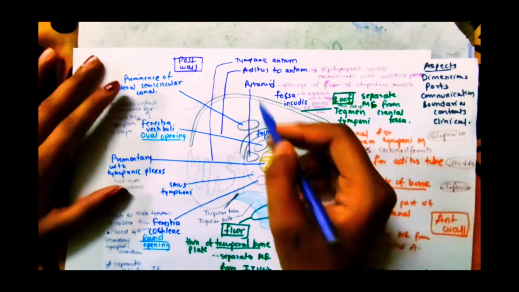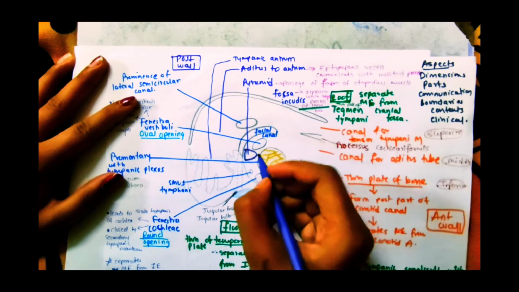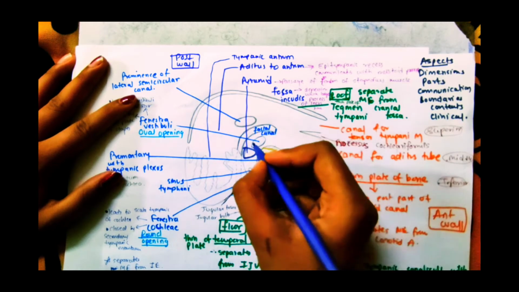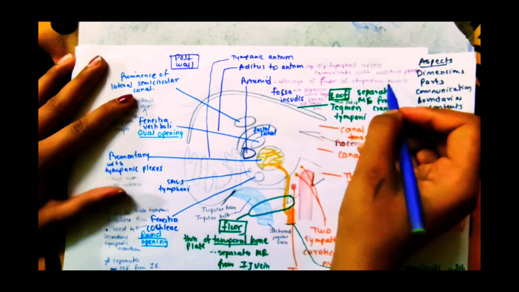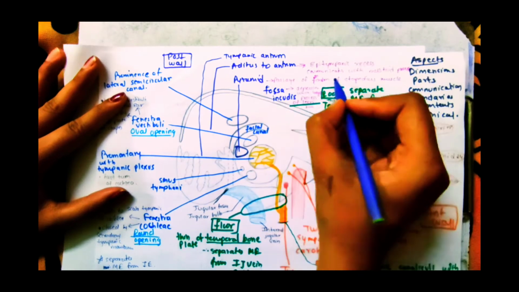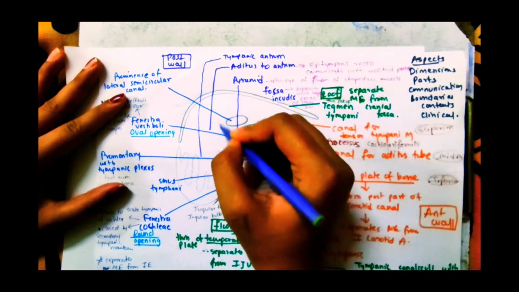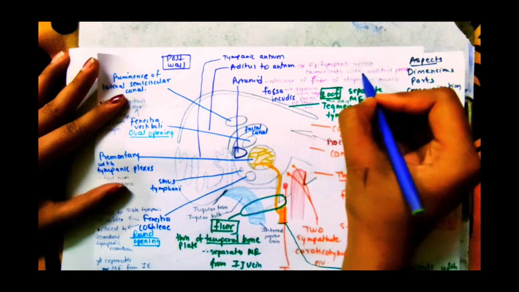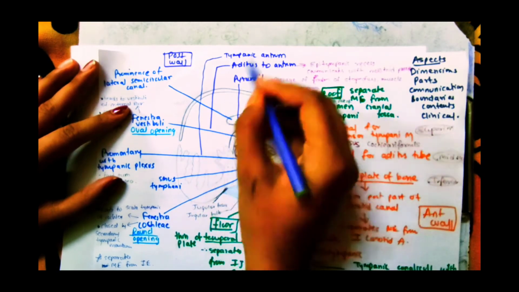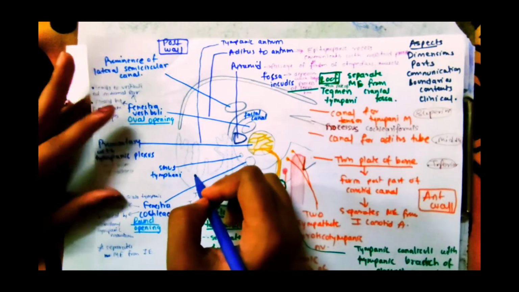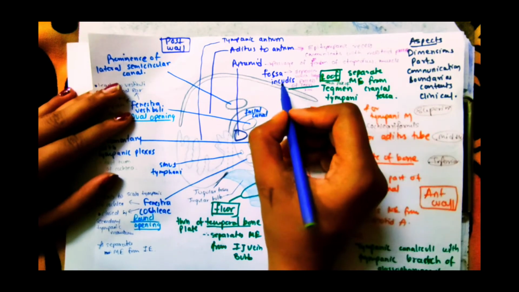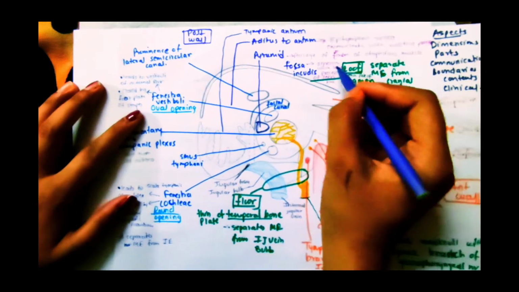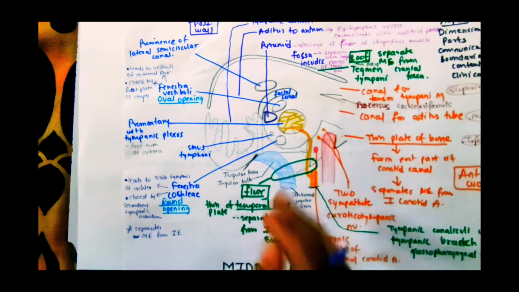The posterior wall consists of a pyramid. This is the pyramid, which lies at the junction between the medial wall and posterior wall. It forms a passage for the tendon of the stapedius muscle. Then it consists of the aditus to antrum, which lies in the epitympanic recess and communicates with the mastoid process. Then it consists of a tympanic antrum. This is the tympanic antrum, also called the mastoid antrum. Then the posterior wall also consists of the fossa incudis, which is a depression which lodges the short process of the incus bone. Then comes to its medial wall.